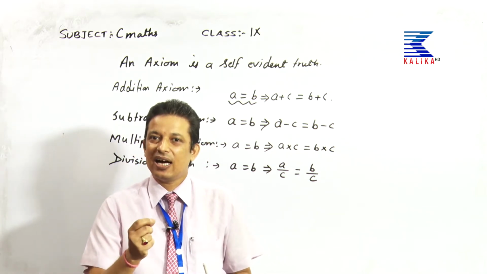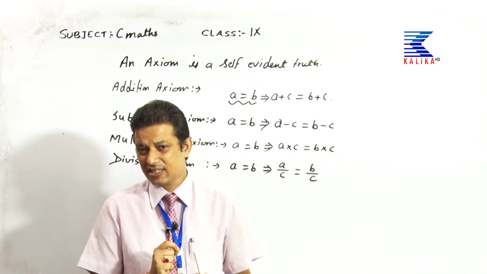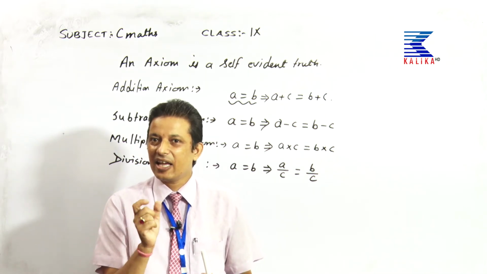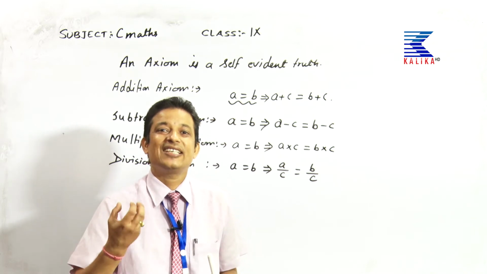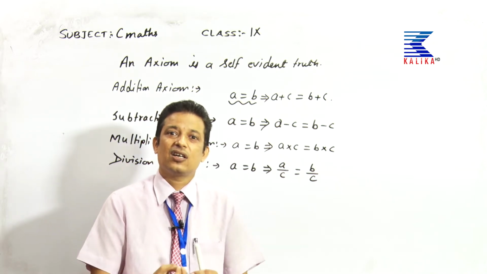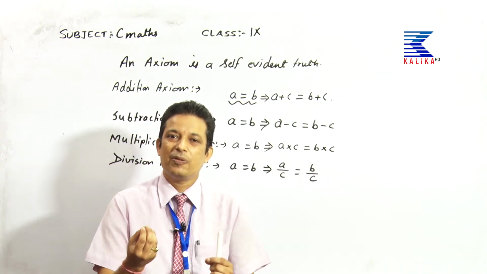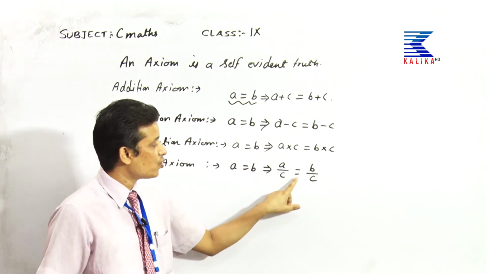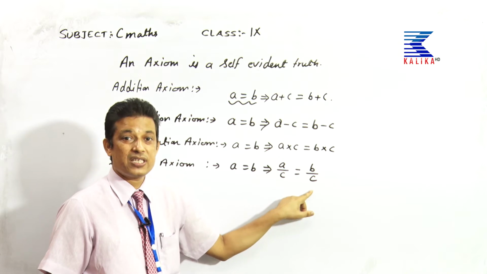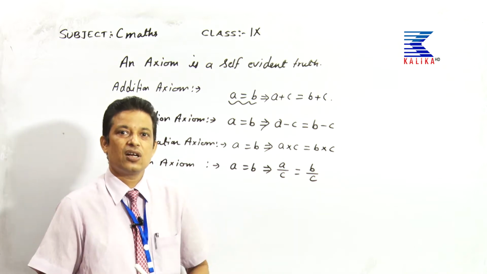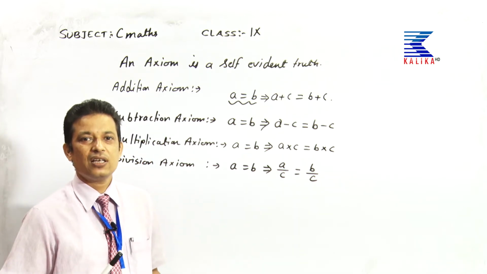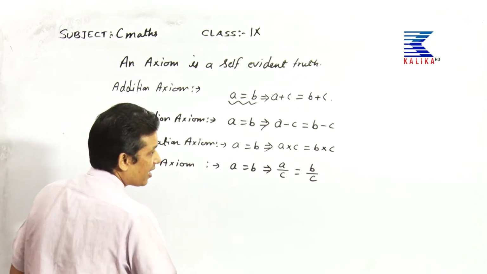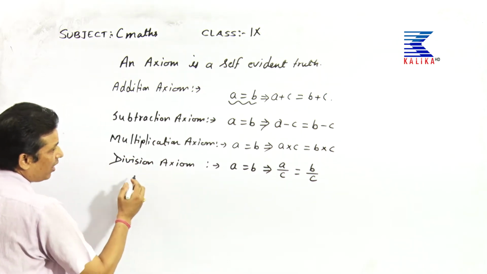A and B are two equal quantities. If we divide them by another same quantity, then the quotient we get will be the same in both cases, like A over C should be equal to B over C. This property is known as the division axiom. Next, the equal axiom.